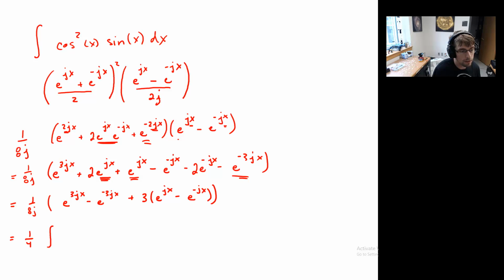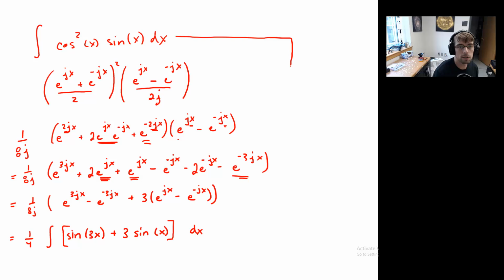So what do I have? I have the integral of sine of 3x plus 3 sine of x dx. And I'll leave it for you from that point. But hopefully you see that we've managed to convert this integrand, using Euler's relation and some algebra, into this one. They're perfectly analogous.